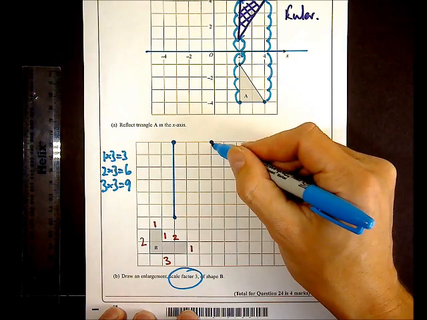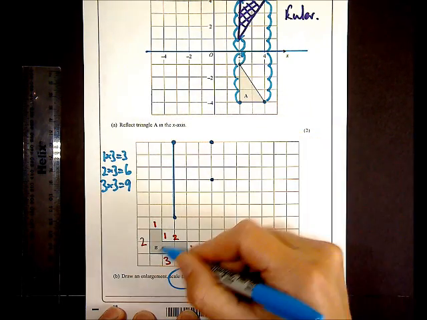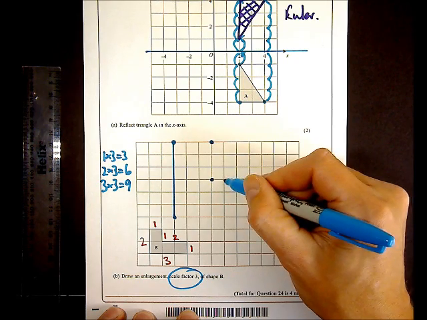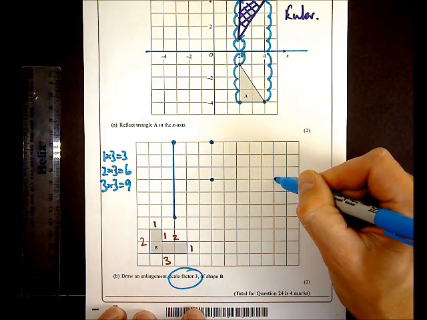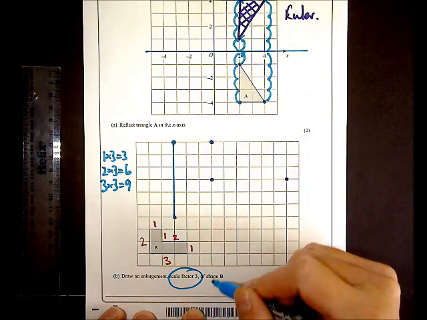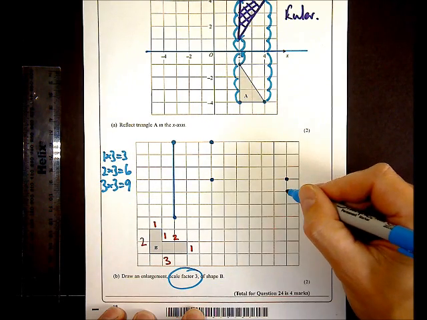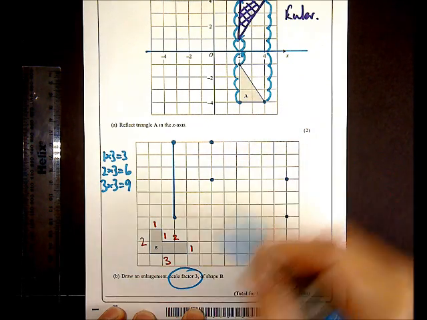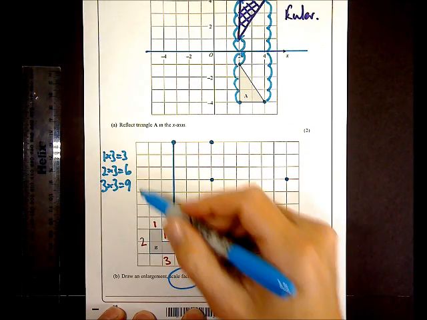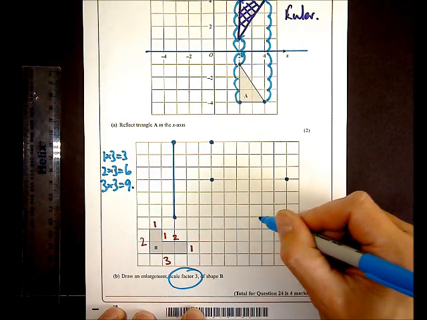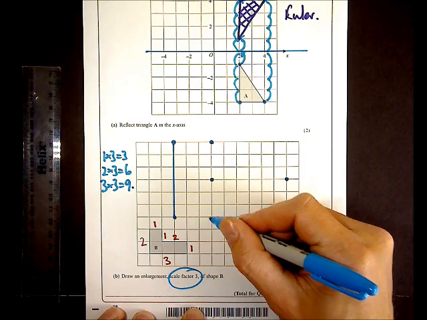So this would be 3, 1, 2, 3. This, rather than being 2, would be 6, 1, 2, 3, 4, 5, 6. This, instead of being 1, would be 3, 1, 2, 3. And finally, this side, just to check, instead of being 3, it should be 9. So 1, 2, 3, 4, 5, 6, 7, 8, 9.